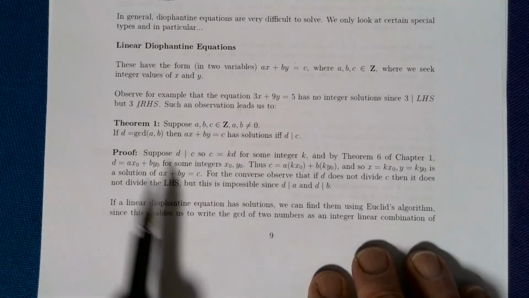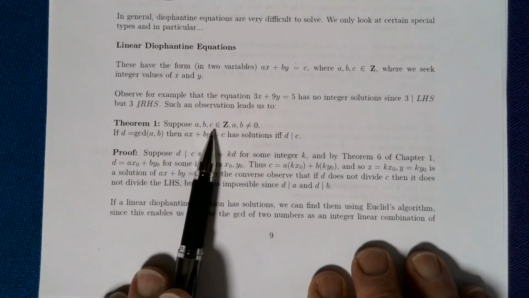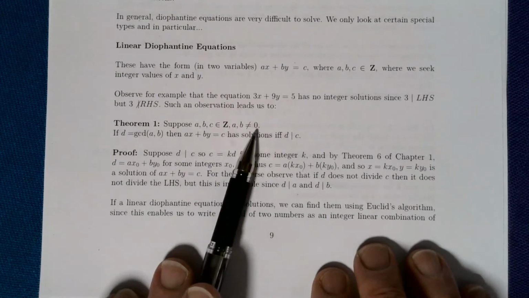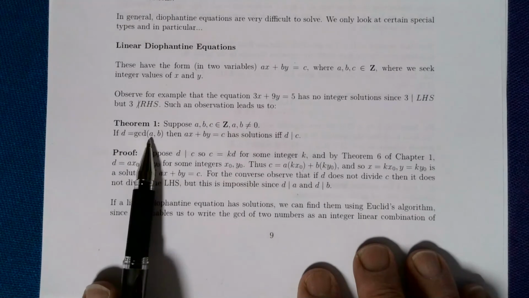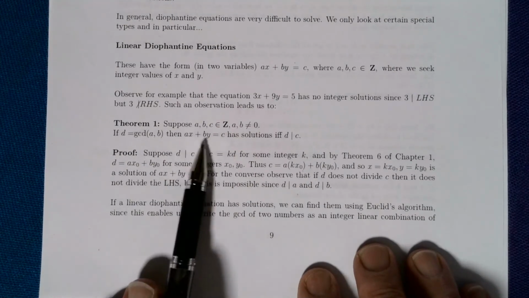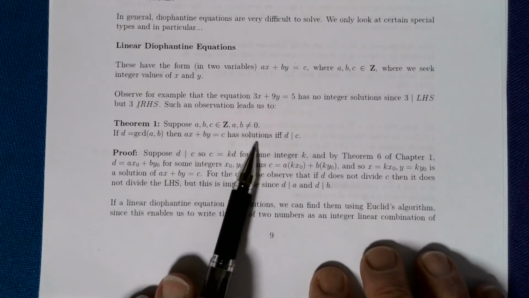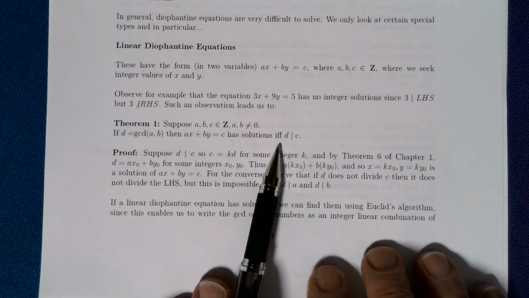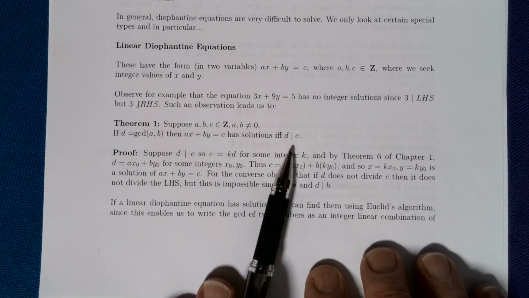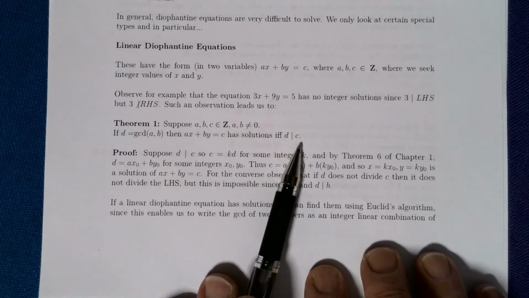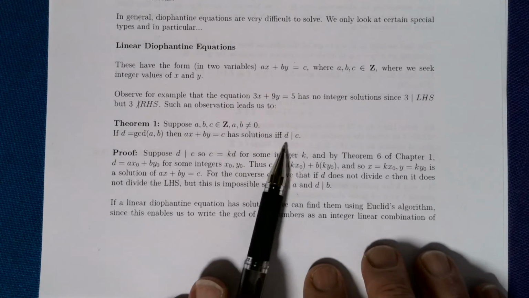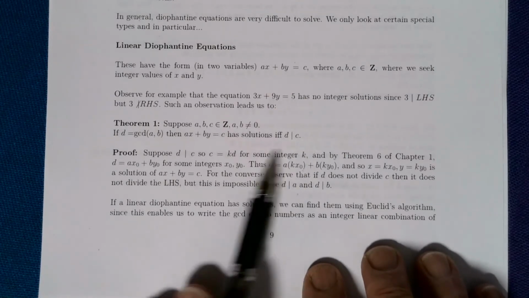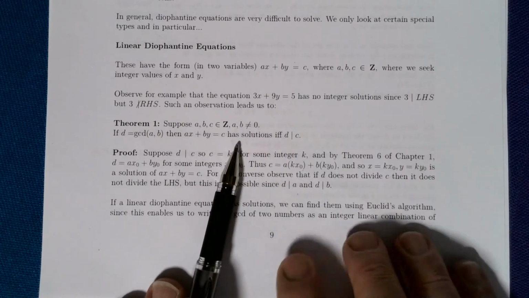And here's our theorem. We've got a, b, c integers, a and b not 0. Then if d is the greatest common divisor of a and b, then ax + by = c has solutions if and only if d is a factor of c. We might have guessed that you need d to divide c to have solutions, but the fact that if it does divide c, you always have solutions is a nice fact.